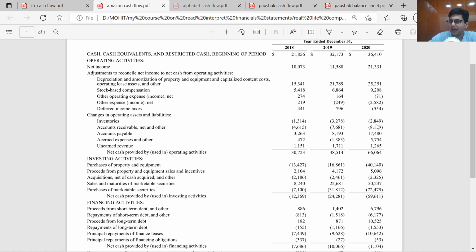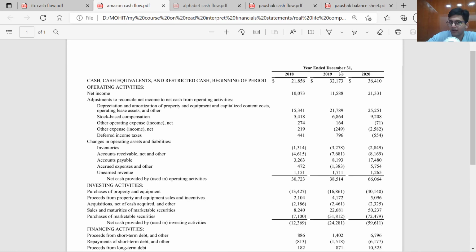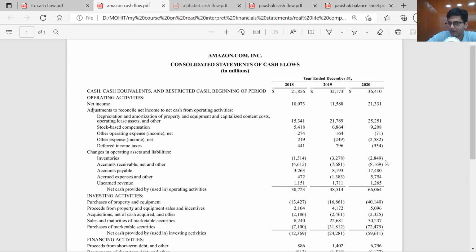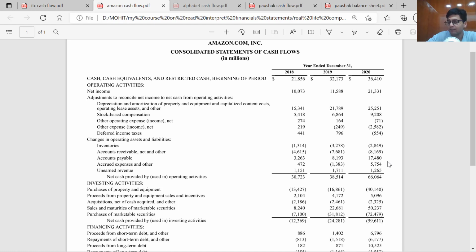It means that Amazon during the year has added additional inventory of $28 billion, because the figures are in millions. So 2,849 million means $28 billion. So that means that Amazon has purchased additional inventories of $28 billion during the year. And that has resulted in a negative cash flow of $28 billion.